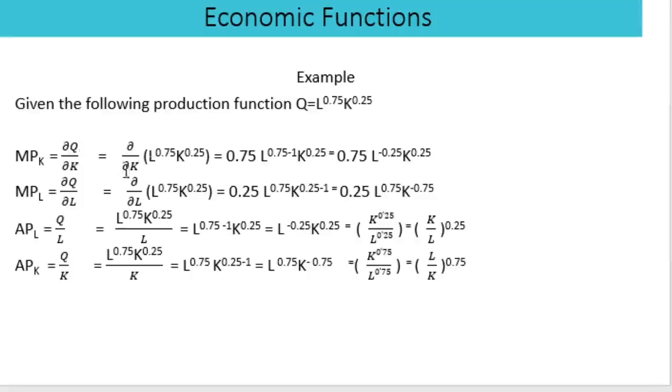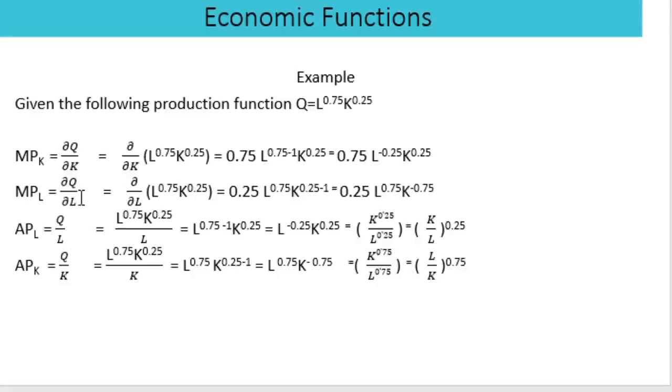That is the differential, dou by dou K of L raised to 0.75, K raised to 0.25. First take the differential with respect to L. The differential of L raised to 0.75 is 0.75 L raised to 0.75 minus 1. K is constant, keep it as such, K raised to 0.25. That is 0.75 L raised to 0.75 minus 1, which is minus 0.25, K raised to 0.25.